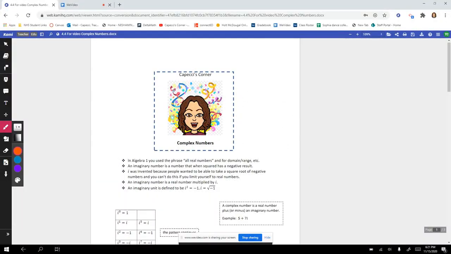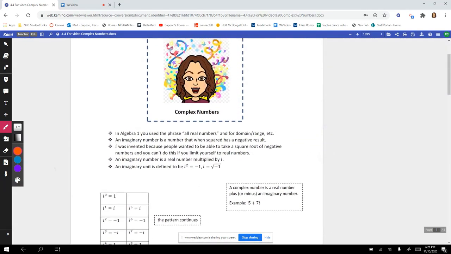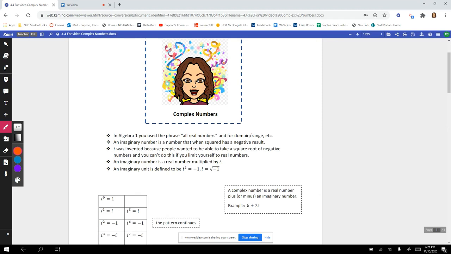Veggies Corner, we're going to look at complex numbers. Now, when you were in Algebra 1, you used phrases such as all real numbers or no real solution when you're finding domain and range and other things. So this is where we're going to talk about imaginary numbers.